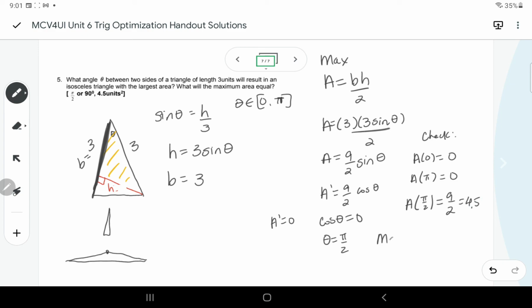So the max area of 4.5 units squared at theta equals pi over 2, or 90 degrees. So the biggest triangle is if this isosceles triangle has a right angle between the two equal sides. And that is it for trig optimization.